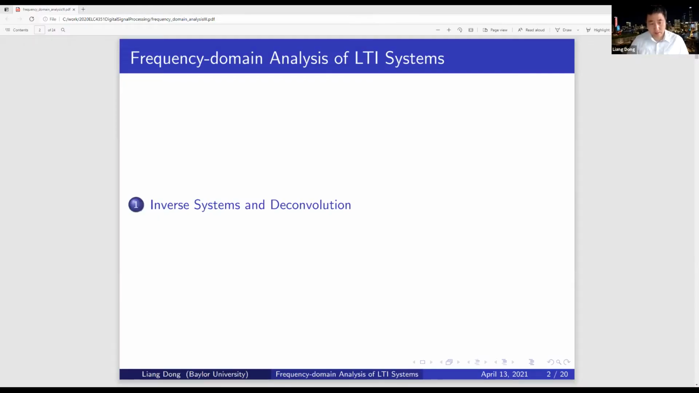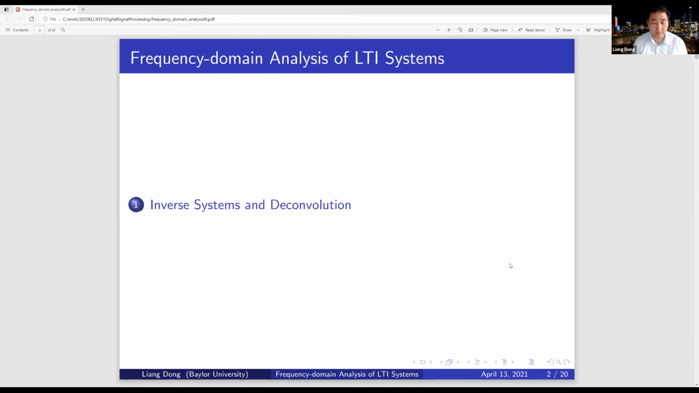Today we are going to look into the last part of chapter 5 on the frequency analysis of signals. So this last part is on an inverse system or deconvolution. We are trying to find a system that can invert or revert the effect of a filter.